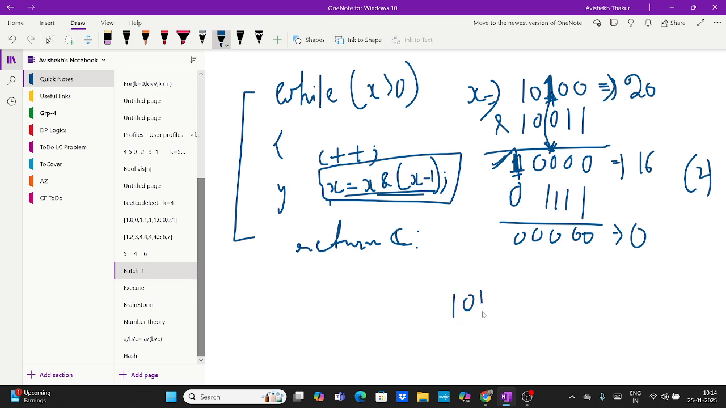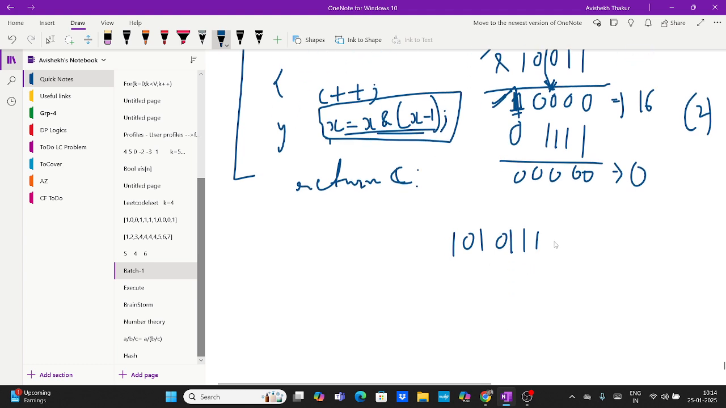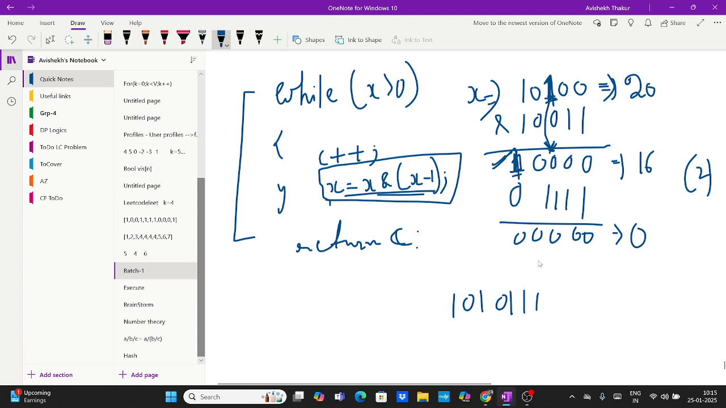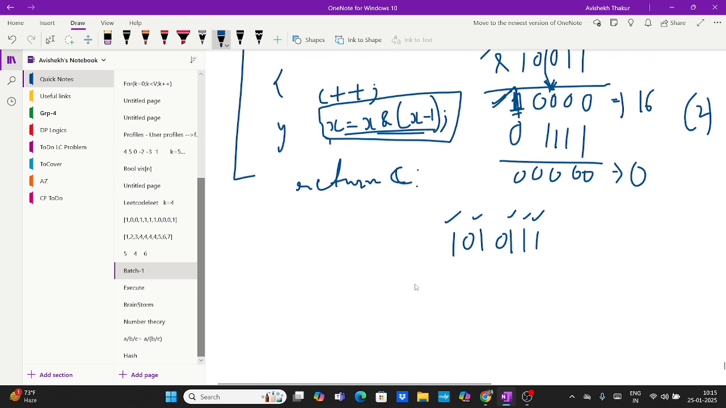So if this is the number, how many times will this loop work? 5 times, right? So can I say big O of number of set bits? Yes. So is it better than log n? Yes, it is. It's better than log n.